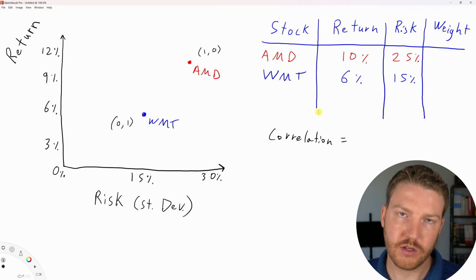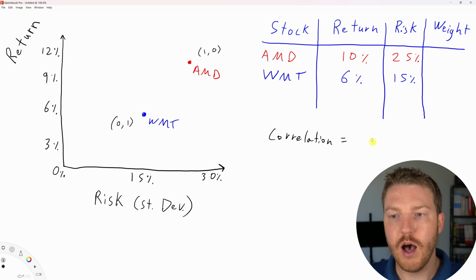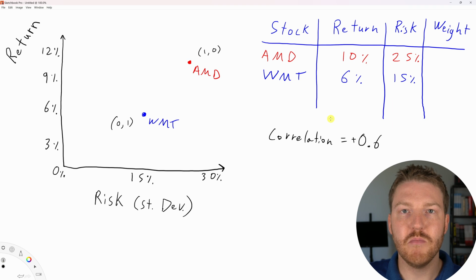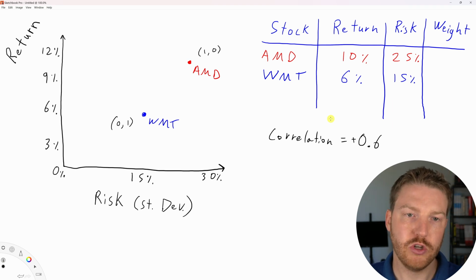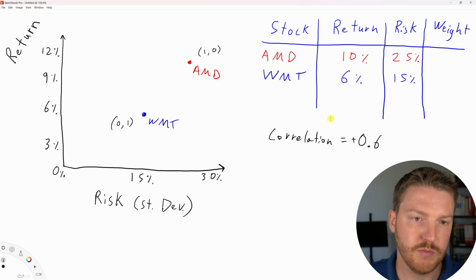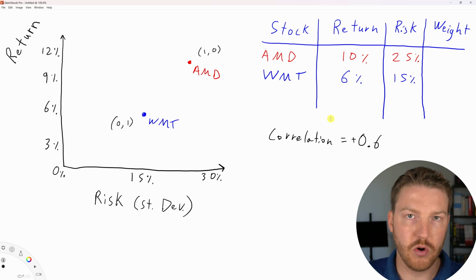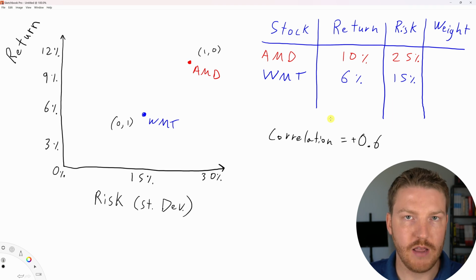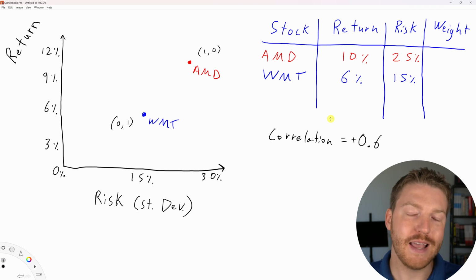So for this video, I'll make the assumption that AMD and Walmart have a positive correlation with one another, but it is not perfect. A perfect correlation would be one, where whenever AMD moves, Walmart moves by a proportionate amount. A non-perfect positive correlation, let's say of about 0.6, means that they move roughly in the same direction. When Walmart has up days, AMD generally also has up days, but that might not always be the case. But the fact that they're not perfectly correlated allows us to achieve some benefit of diversification when we combine these two stocks into a single portfolio.